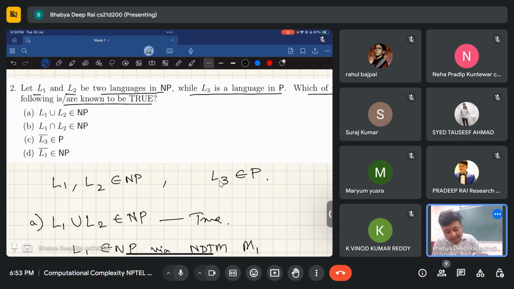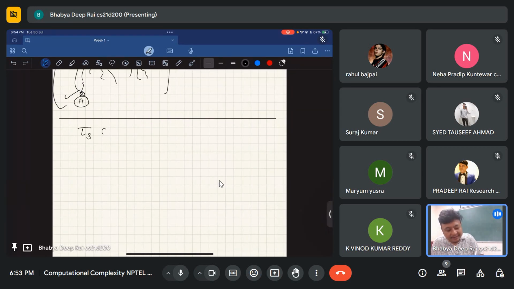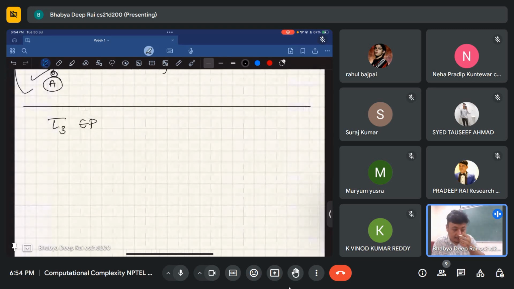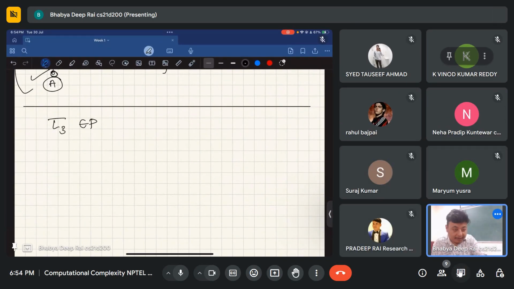So both are fine, right? Okay. So L3 bar, the L3 complement, is in P. I think Suraj had said that this is not in P. Oh, sorry. Here Suraj had said this is true. Okay, good. And Rahul also. Yeah, this is true. L3 bar is in P.